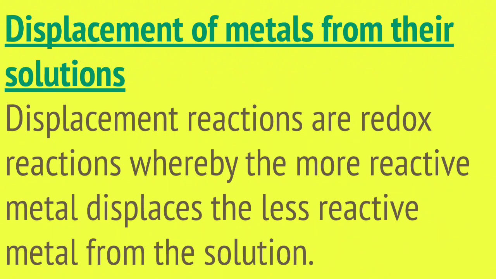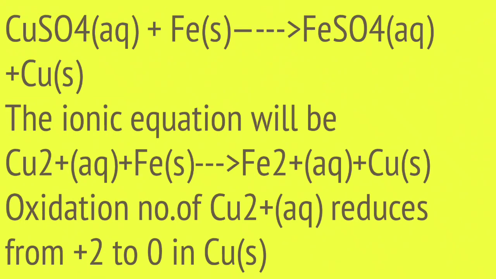The reason this happens is because iron is more reactive than copper in the reactivity series. It is higher there than copper. Therefore, it has the ability to displace copper from its solution. So that is an example of a displacement reaction, which is a redox reaction. Now we shall see why we call it a redox reaction. So in that equation, we have copper 2 sulfate plus iron to give us iron 2 sulfate plus copper.